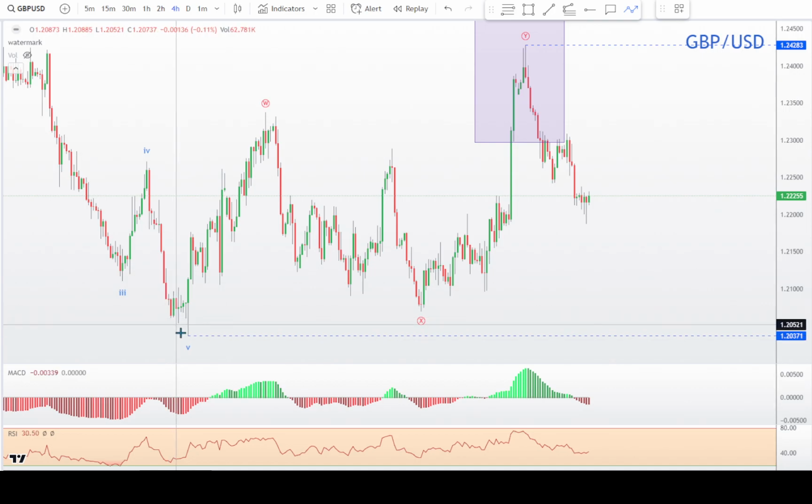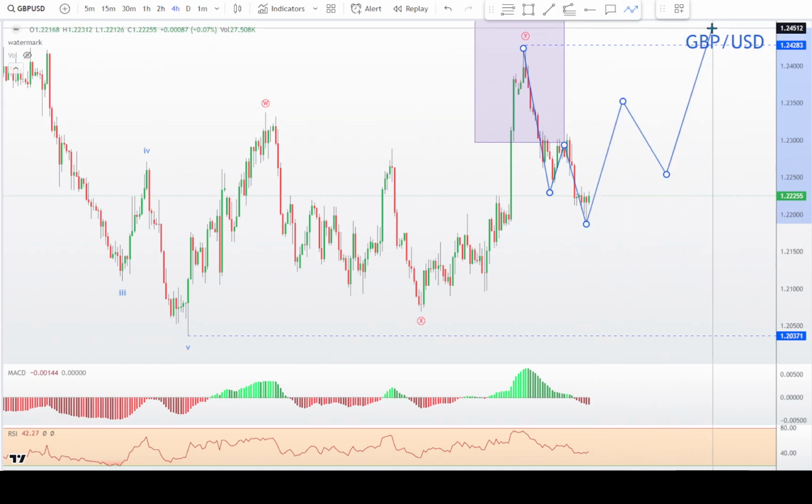So far I got this labeled just W, X, and Y, just three waves. So I would assume if the euro is going to be going up one more time, that this is going to turn into W, X, Y. And we already kind of have three waves. Now this correction could get much more complex, but I assume that this is going to be an X, and then they're going to go up one more time in three waves, break that 1.2420 level.